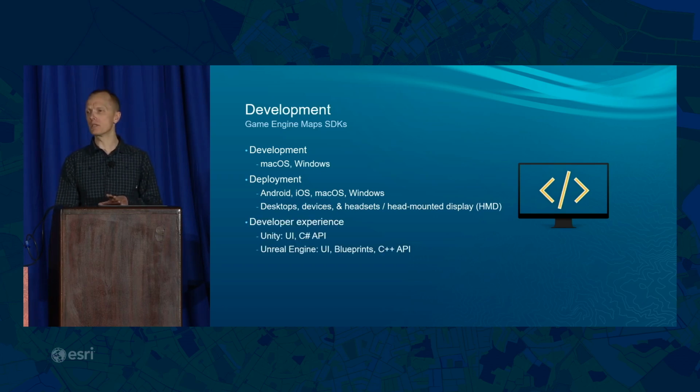In terms of the developer experience then, in Unity, you're working with the C# API, or you're working with that low-code, no-code experience. And then in Unreal Engine, again, there's that low-code, no-code experience inside the IDE. They also have a visual designer system called Blueprints and a C++ API. So we integrate with any of those patterns. So you can use our Maps SDK in, for example, Unreal Engine, whether you're working with the UI, with Blueprints, or with the C++ API.